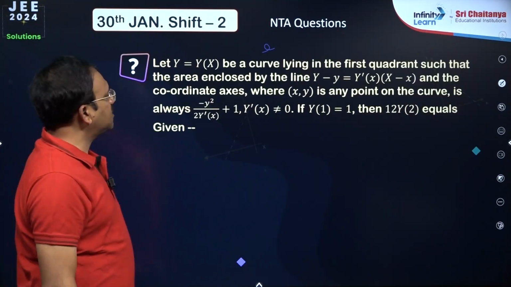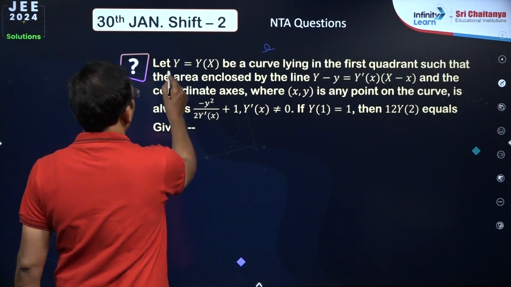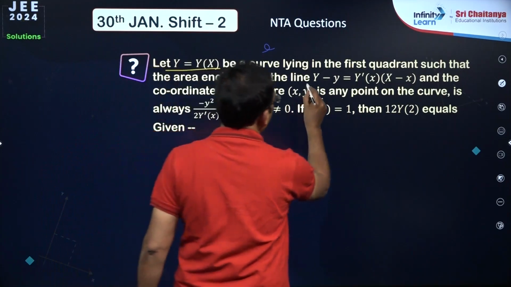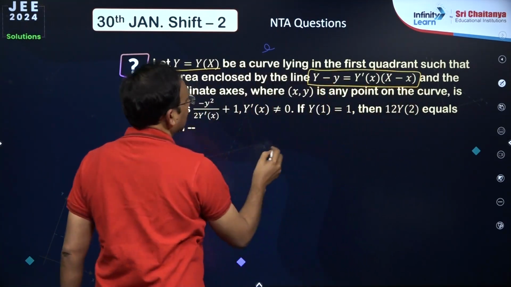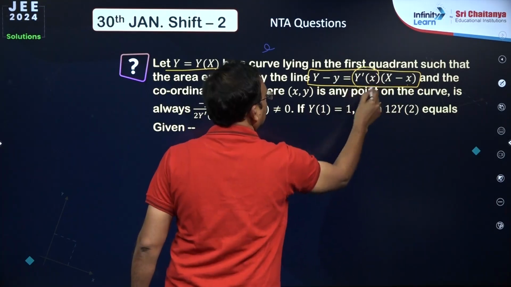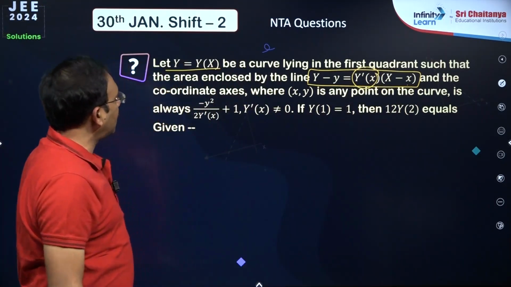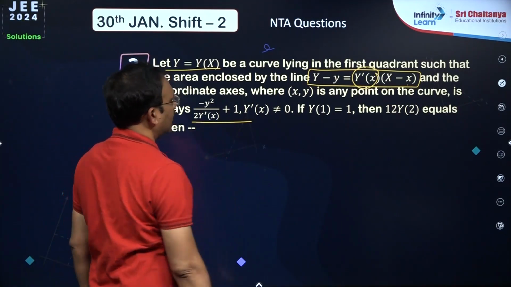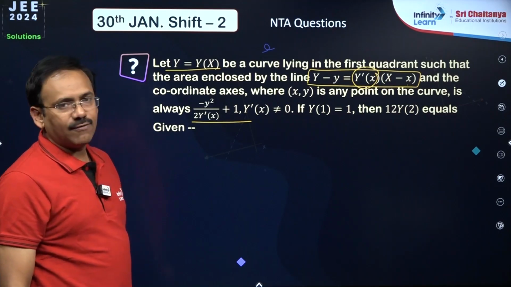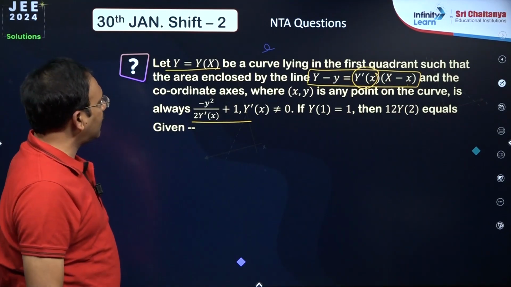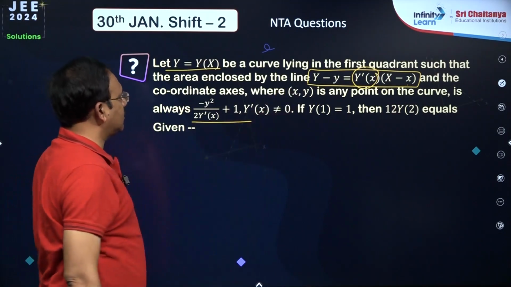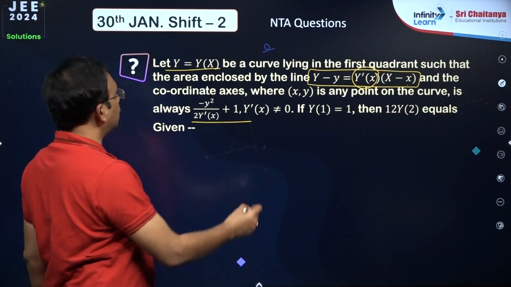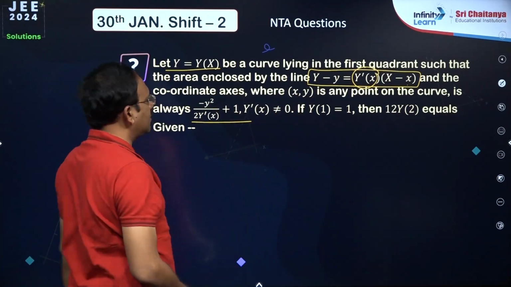Next, my dear friends, you see this particular relation given. So y is equal to y of x be the curve lying in the first quadrant such that area enclosed by the line. You just observe this line, my dear friends. You see, this is a point like xy, this is nothing but slope m here, and the coordinate axis where xy is a point on the curve is always like this, okay. Then he wants 12 of y of 2. It's a differential equation problem. Indirectly, xy is a point and y dash is the slope, is the area enclosed by the line. What is this line? Whose slope is the derivative, means the tangent line he is talking about.